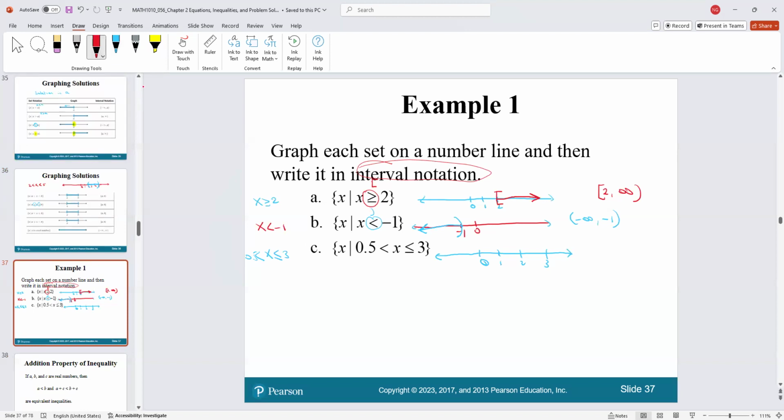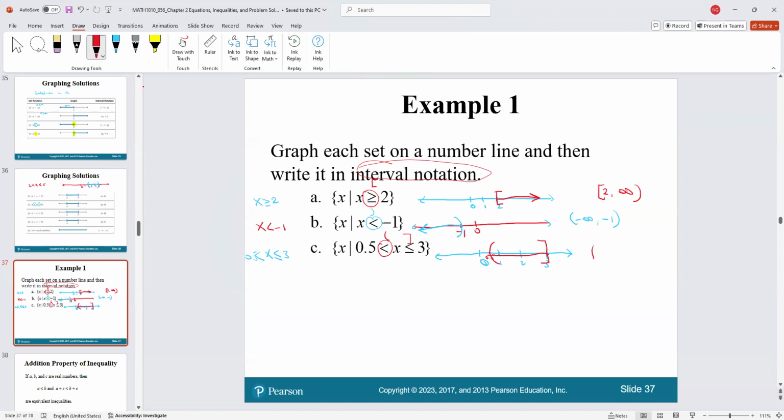Now, we identify -0.5, which is between -1 and 0, and we identify 3. Because the symbol at -0.5 is strictly less than, we use a parenthesis. Then x is less than or equal to 3, so 3 would be included, and we use a bracket. So we have a parenthesis for -0.5 and a bracket for 3. The answer would be right in the middle up there, and now how to express it in interval notation.